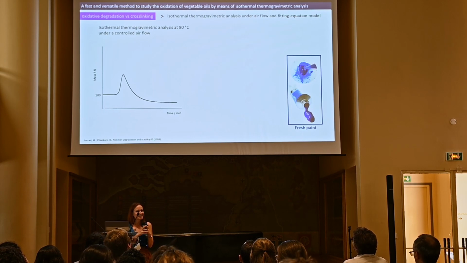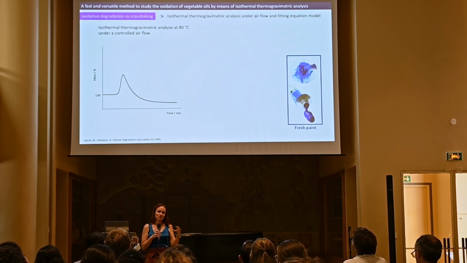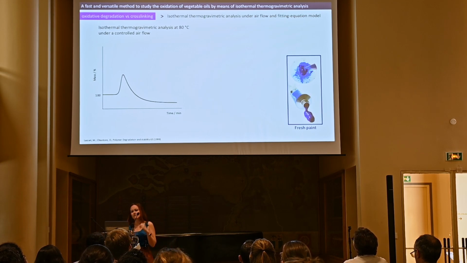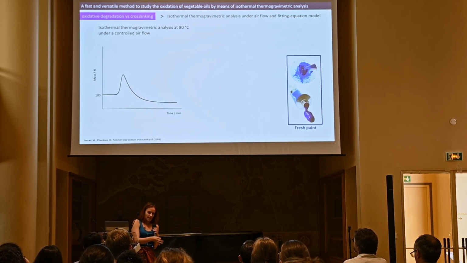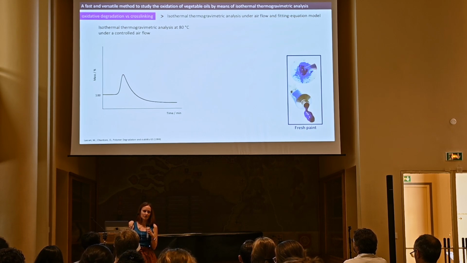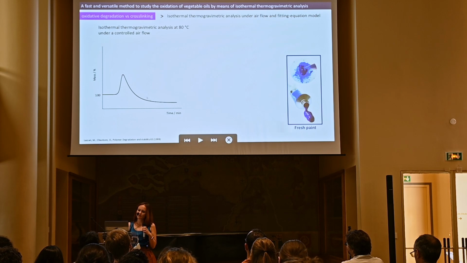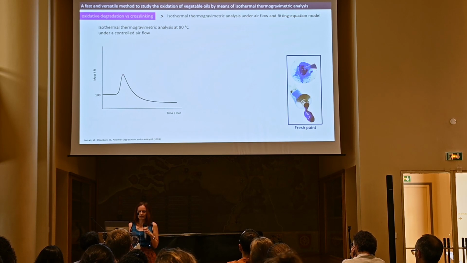So one of the techniques that we like the most to try to understand the balance between oxidative degradation and cross-linking is isothermal thermogravimetric analysis under airflow. Basically, we take the fresh paint and expose it to a certain temperature. We work at 80, but we also did experiments at different temperatures, also ambient temperature. The analysis just takes much longer, of course. And we monitor the mass change of our paint.